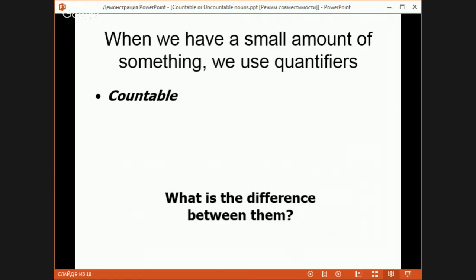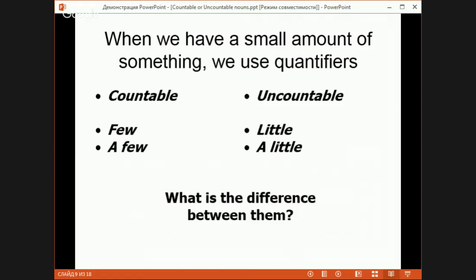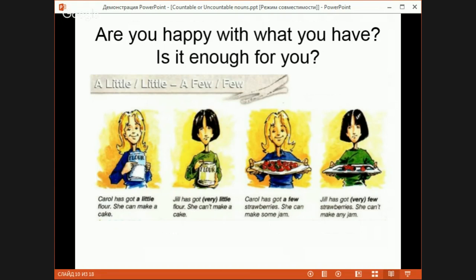So the quantifiers that we can use for small amounts of countable nouns are few and a few, for uncountable, little and a little. So what is the difference between them? Why do we use one without any article and another one with the article? Well, it really depends on whether you are happy with what you have or not. Is it enough for you, what you have in your hands, or not? Please look at the pictures, study the examples, and decide in which case the person is happy and in which case the person is unhappy.